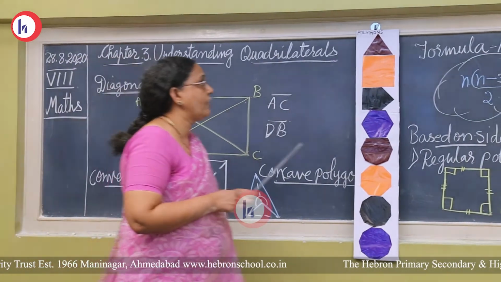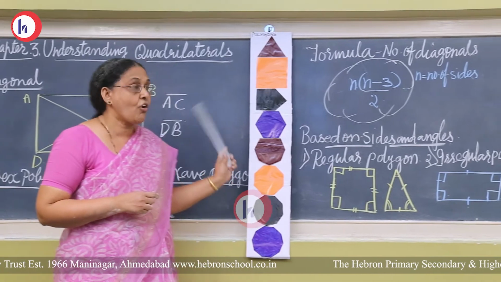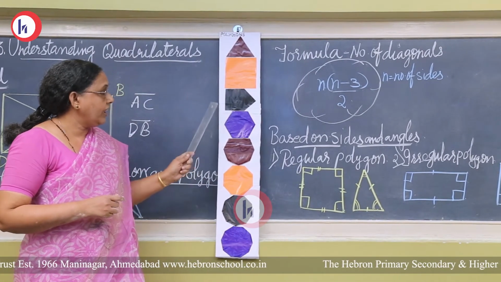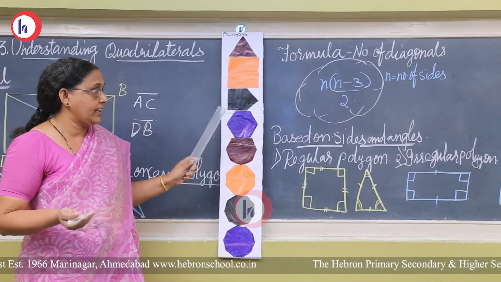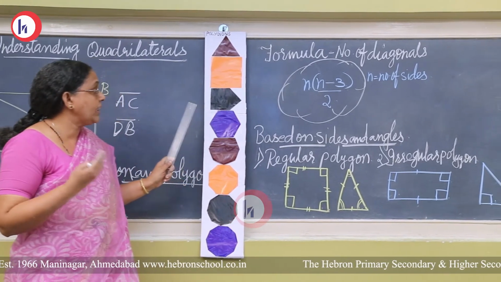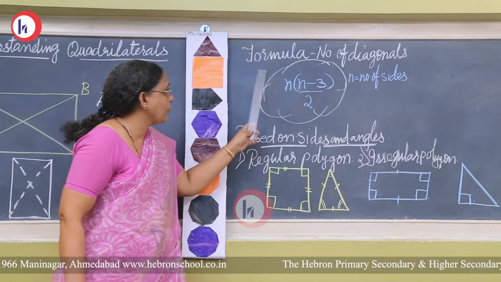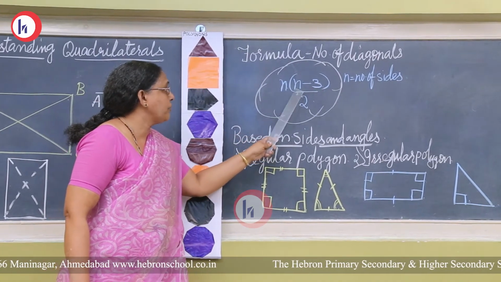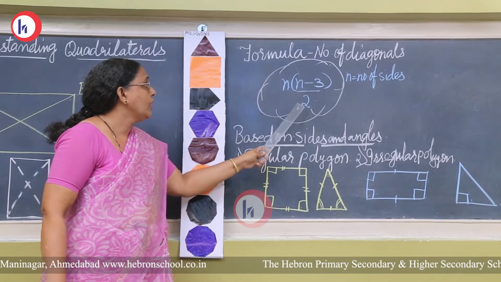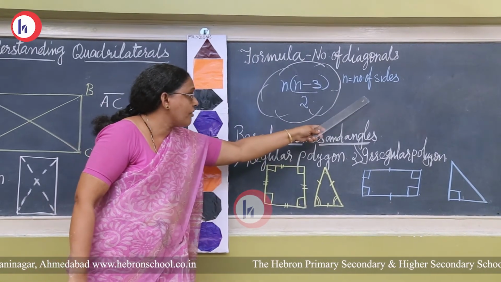Now how can you find the number of diagonals of each polygon? We can take any polygon name, but we should know how many diagonals there are. For that we can learn by heart one formula: n into n minus 3 upon 2. Here n means the number of sides.